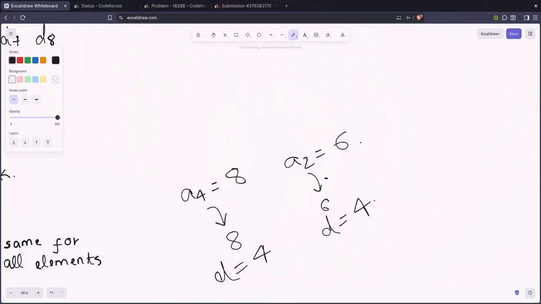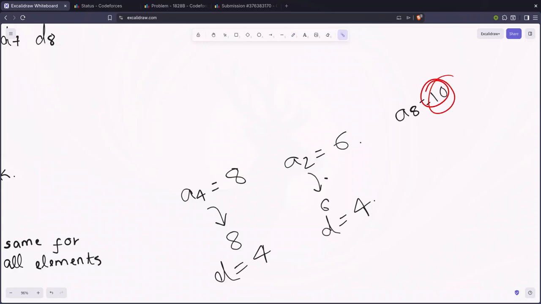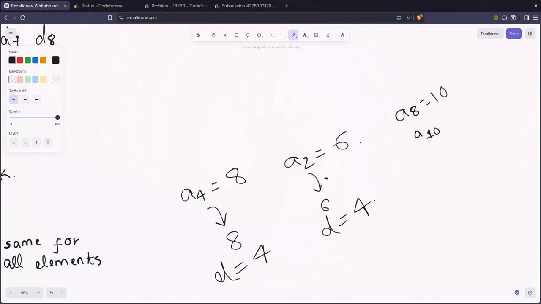Let's say I'll change it a bit, okay? Let's say a8 is equal to 10. So after sorting, the element 10 should be at position 10, right? So it should be at the 10th position. So the absolute distance from the sorted position is 2.